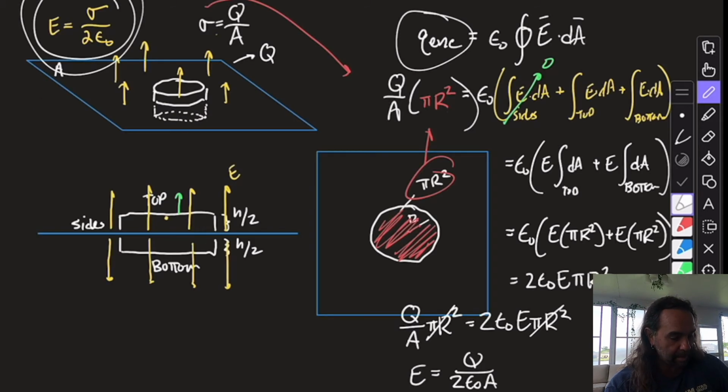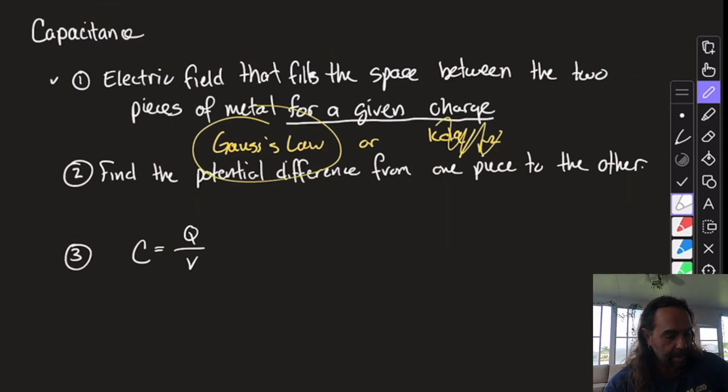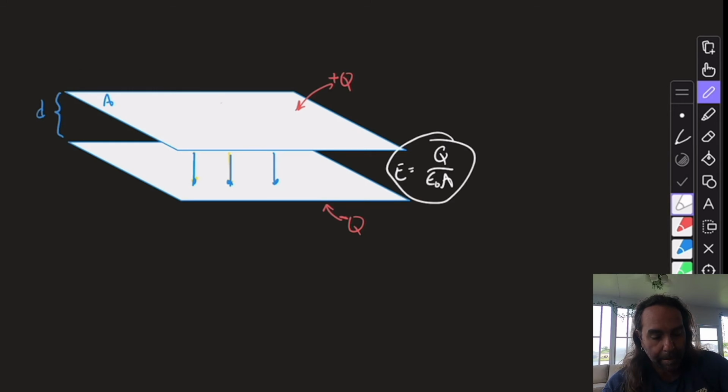So when I go back to where I started here, I have done part one. I have found the electric field that fills the space between the two pieces of metal for a given amount of charge Q, and more importantly, this value is uniform between all the metals. So now let's go to part two, find the potential difference from one piece to the other. That part's pretty easy.